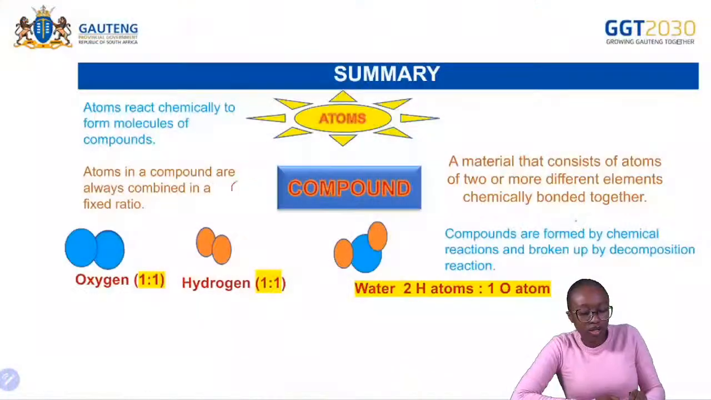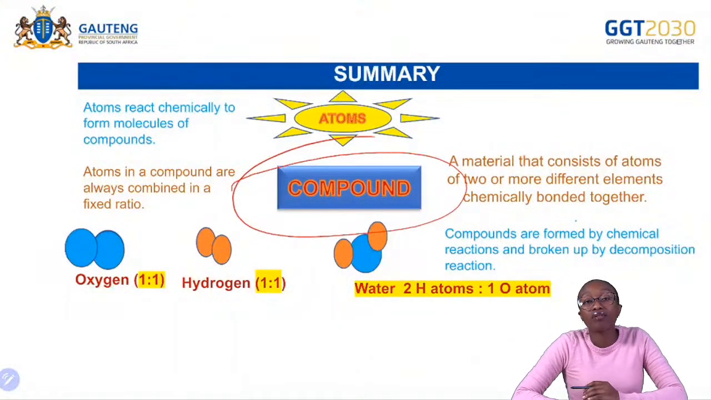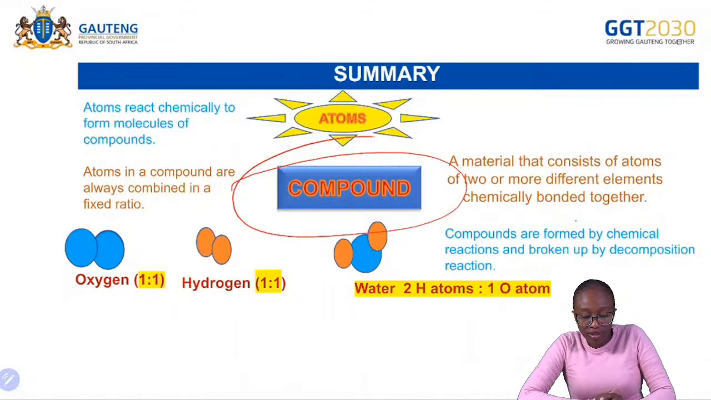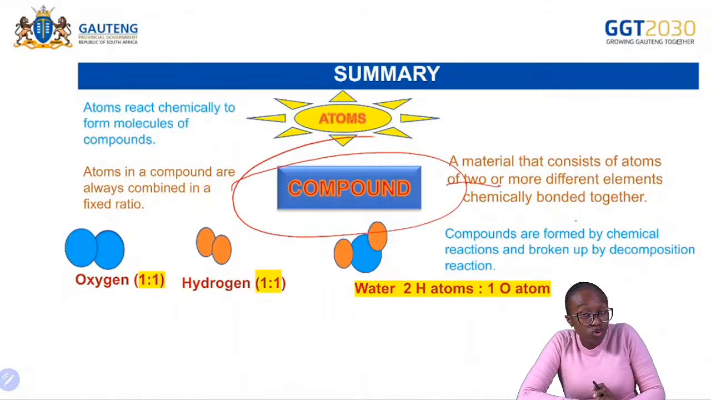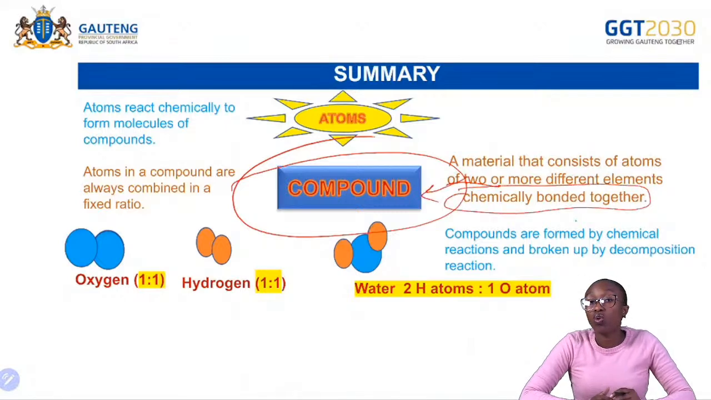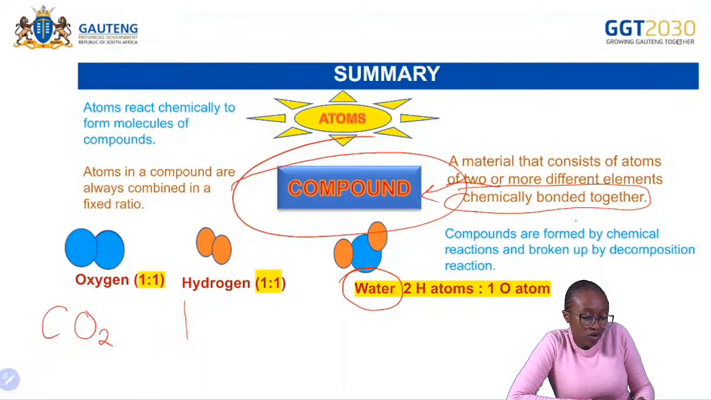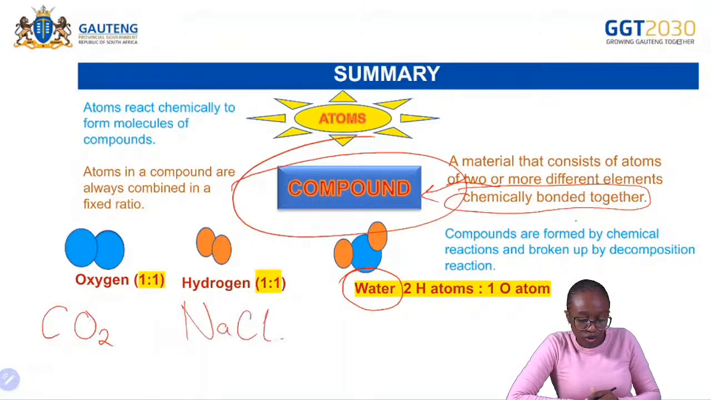So today we learned about compounds. We learned that a material that consists of atoms of two or more different elements chemically bonded together is what we call a compound. And we gave examples of compounds. We gave an example of water. We also had carbon dioxide and sodium chloride.